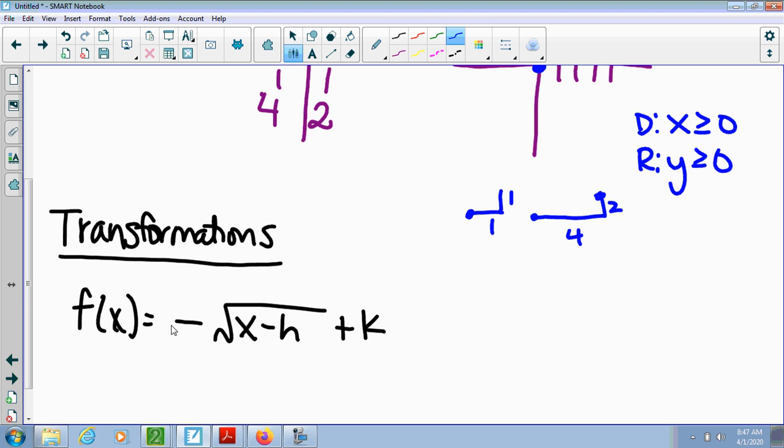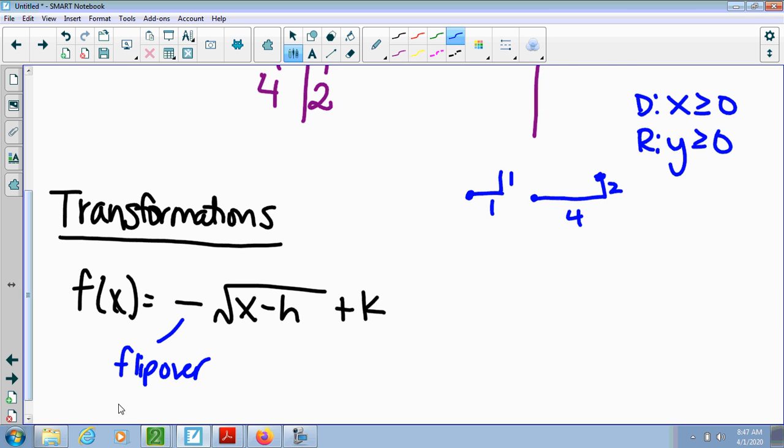So if you have a negative in the very front of your function or in front of your square root, that negative is going to flip it over the x-axis. So instead of going over 1, up 1, you go over 1 and down 1. So if there's a negative in the front, your graph is upside down like that.